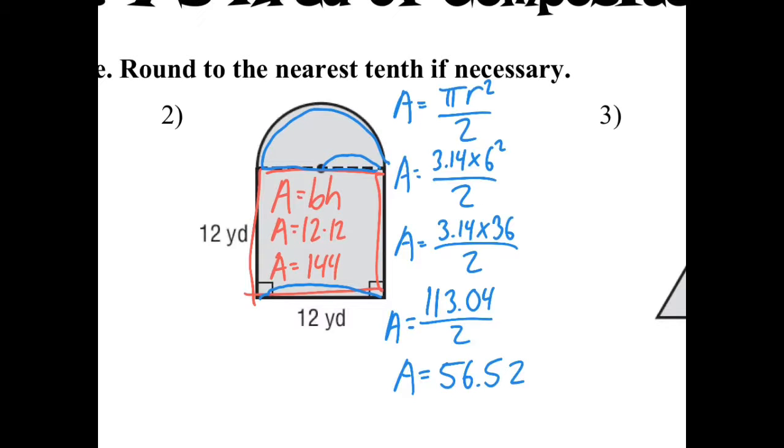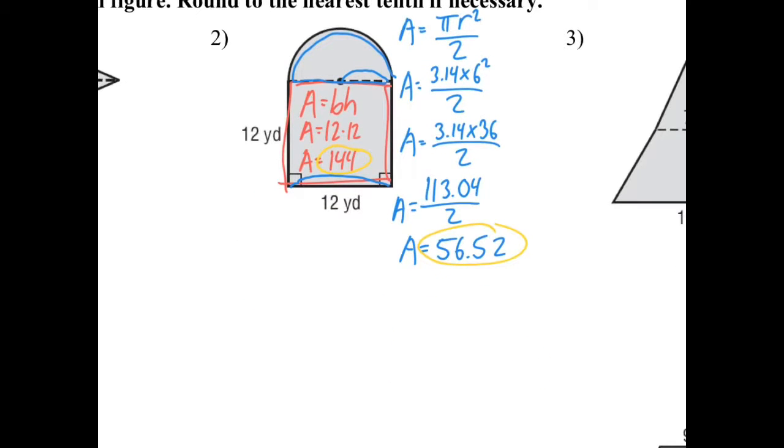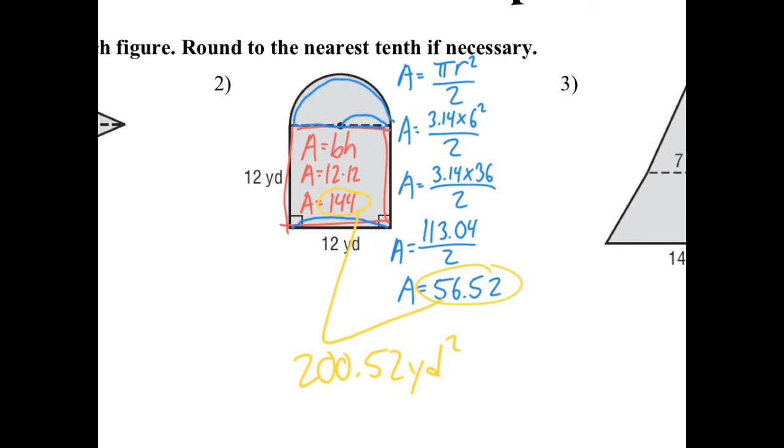So now at this point, we've got our area of the semicircle, and we've got our area of the square. So there's our semicircle, there's our square, and we have to put those two numbers together. So I'm going to add that to 144. When I add those two, I get 200.52 yards squared for that entire figure.